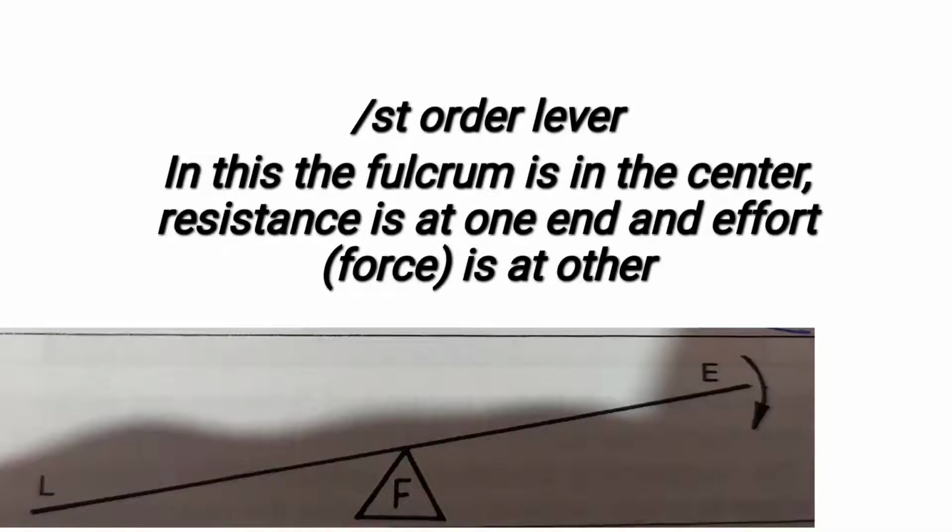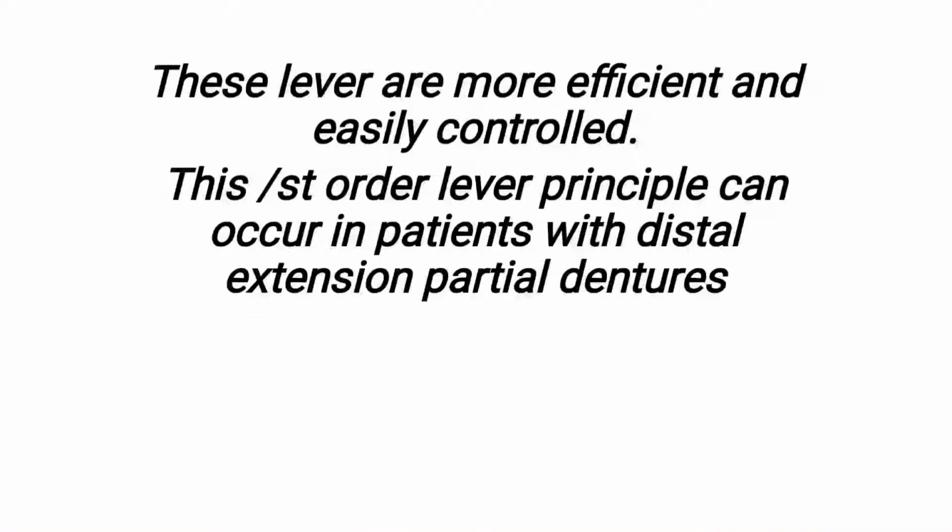Now, what is a class 1 order lever? In this, the fulcrum is in the center, resistance is at one end and the effort force is at another end. You can see the fulcrum is in the center, one end having effort and one end having load. These levers are more efficient and easily controlled. This first order lever principle can occur in the patient with distal extension partial denture.